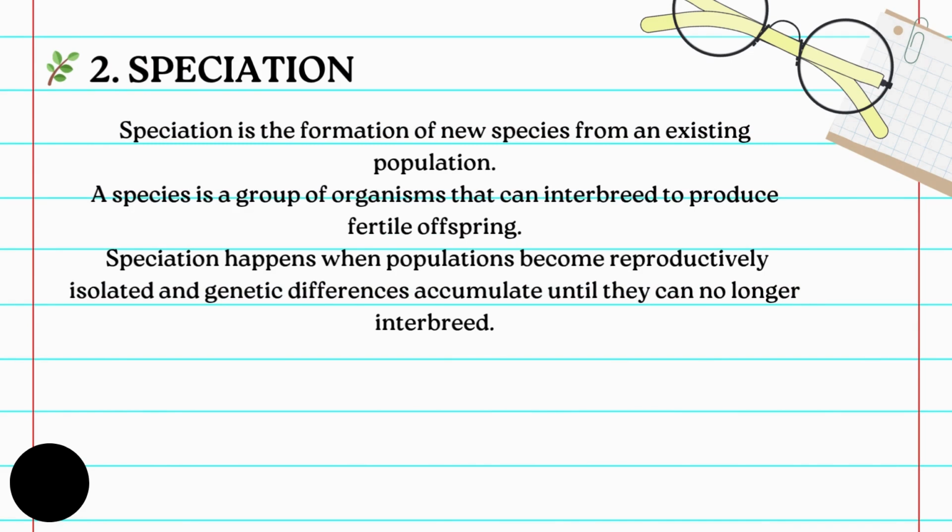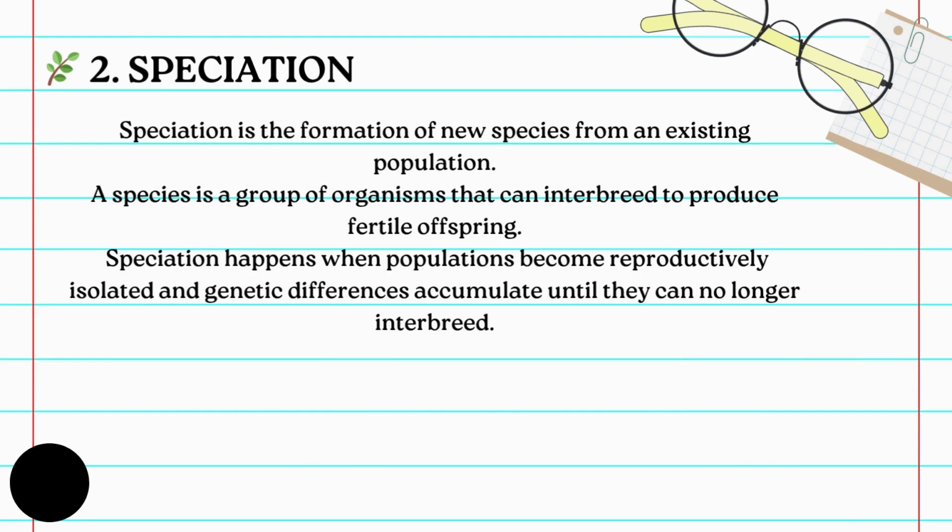Then speciation. Speciation is the formation of a new species from an already existing population. So, what is a species? It's a group of organisms that can breed to reproduce fertile offspring. For a group of organisms to be considered a species, they need to be able to interbreed, meaning make babies. But not only make babies, but make babies that can also grow up to make their own babies, that will also be able to grow up and make their own babies. So, organisms that can interbreed to produce fertile offspring.